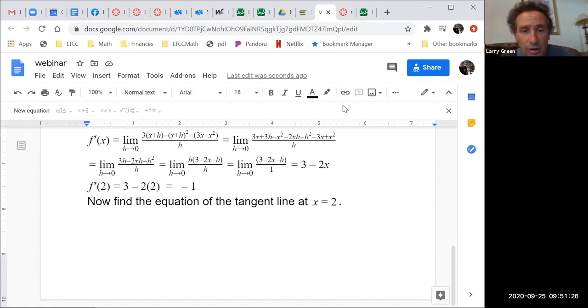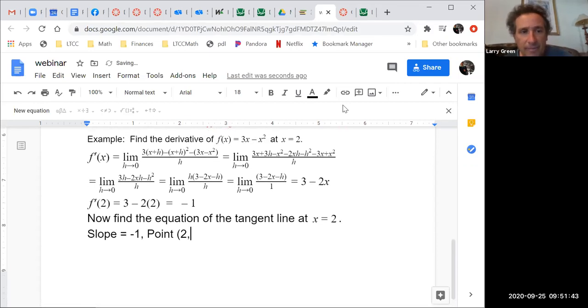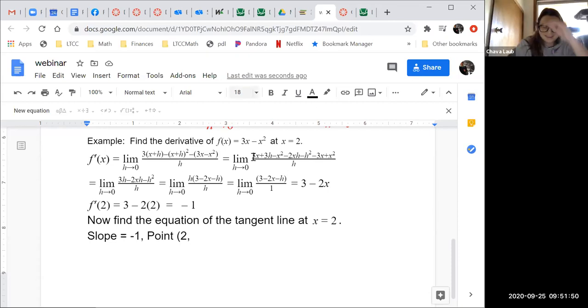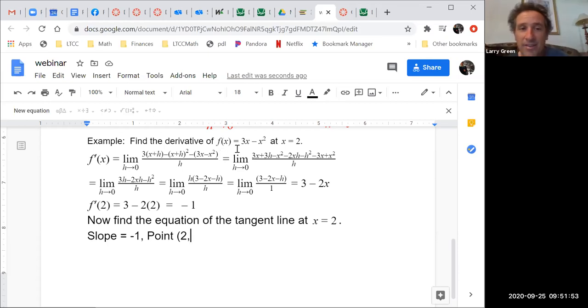So note the slope was equal to -1. And the point has x coordinate 2. How do you get the y coordinate? You plug in 2 into the equation. Yep, that's it. We plug in 2 into f of x. And we get 3 times 2 is 6, minus 2 squared, 6 minus 4, which is 2 in this case.